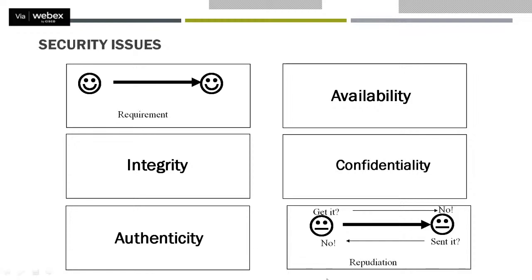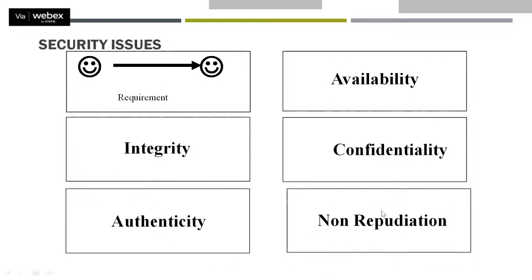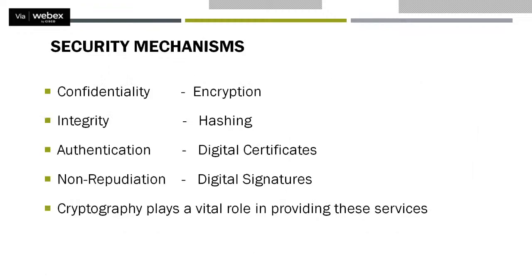The repudiation service, whatever we have talked about, is handled with the help of the non-repudiation service, and these are the various names. These names are called security issues which are there in the network, and we have to address all those issues in our software.